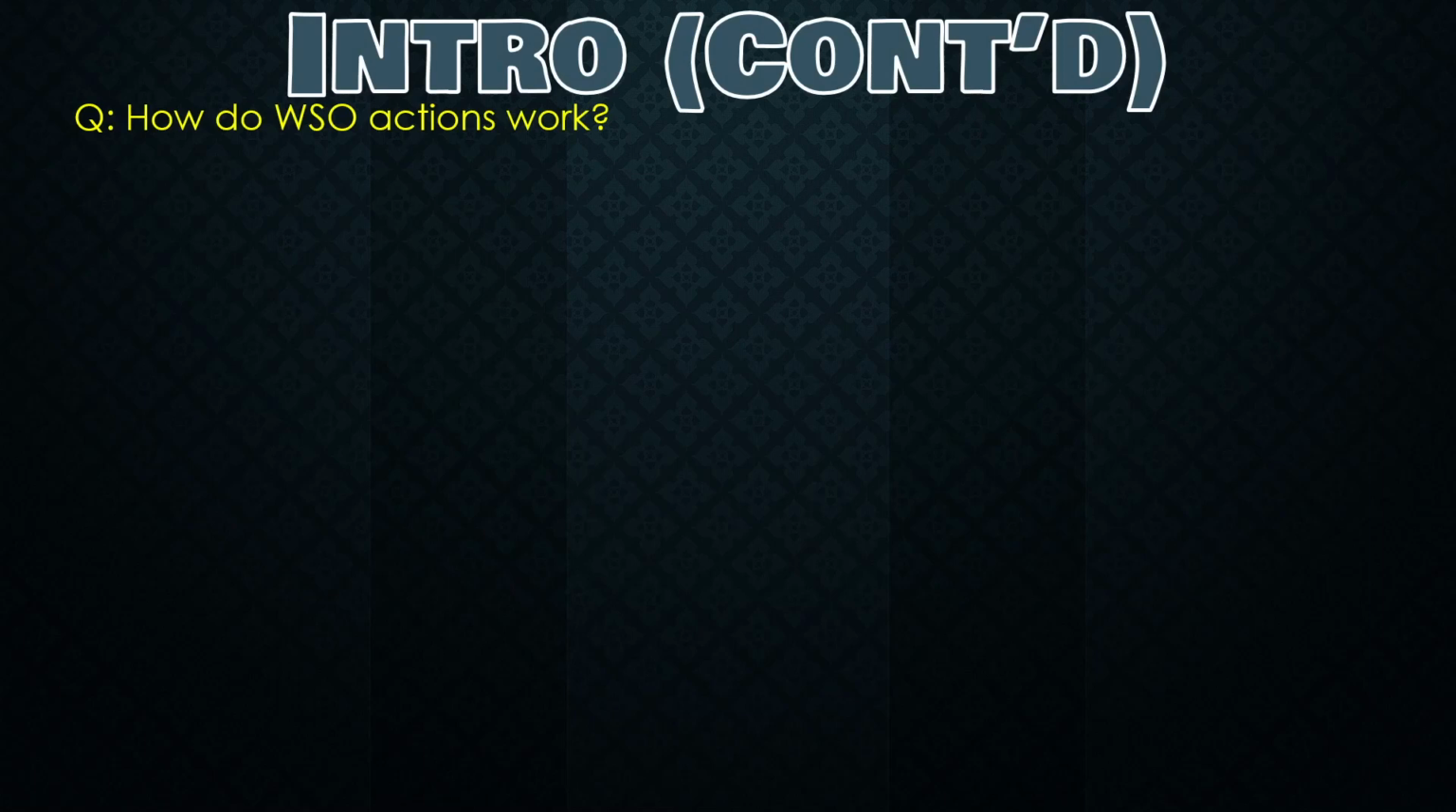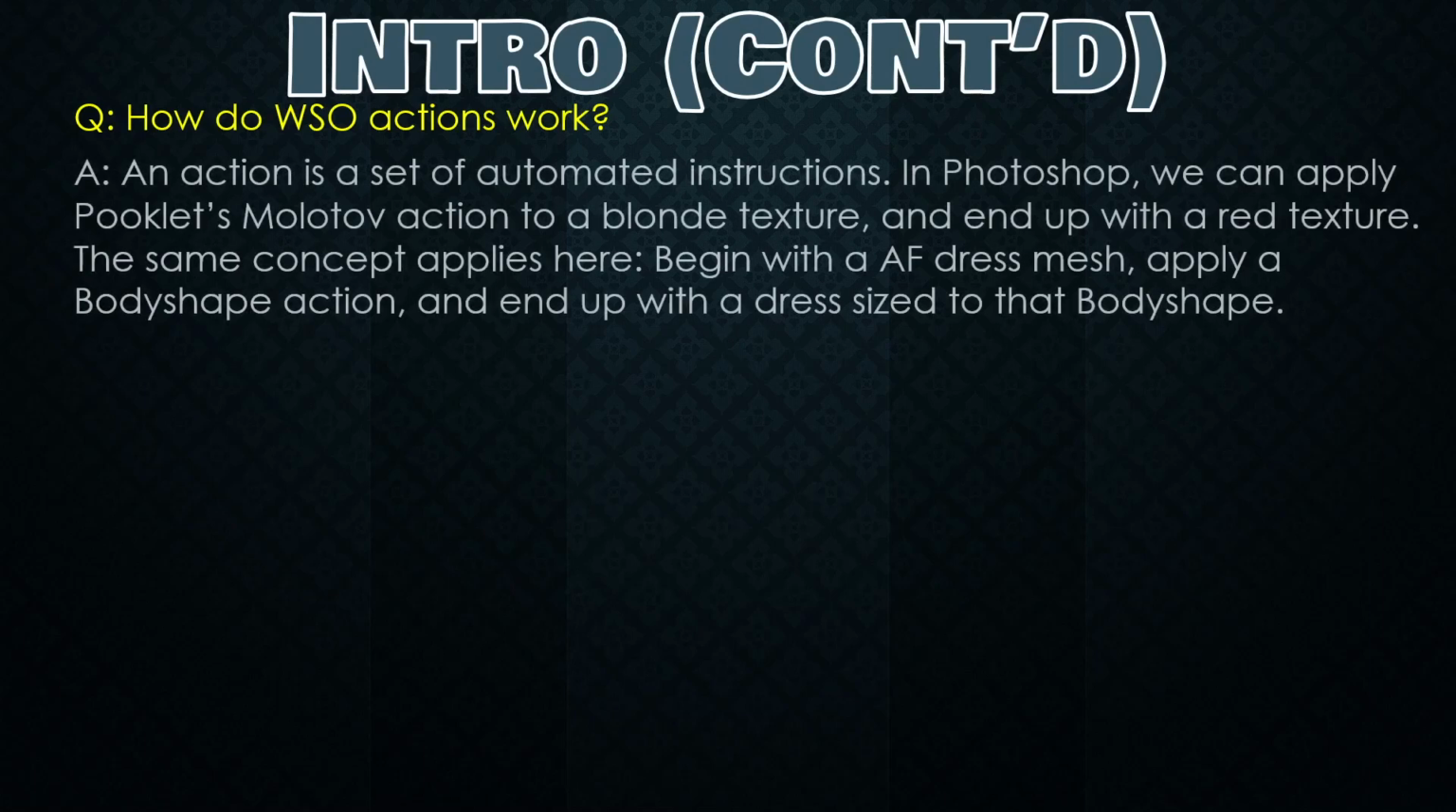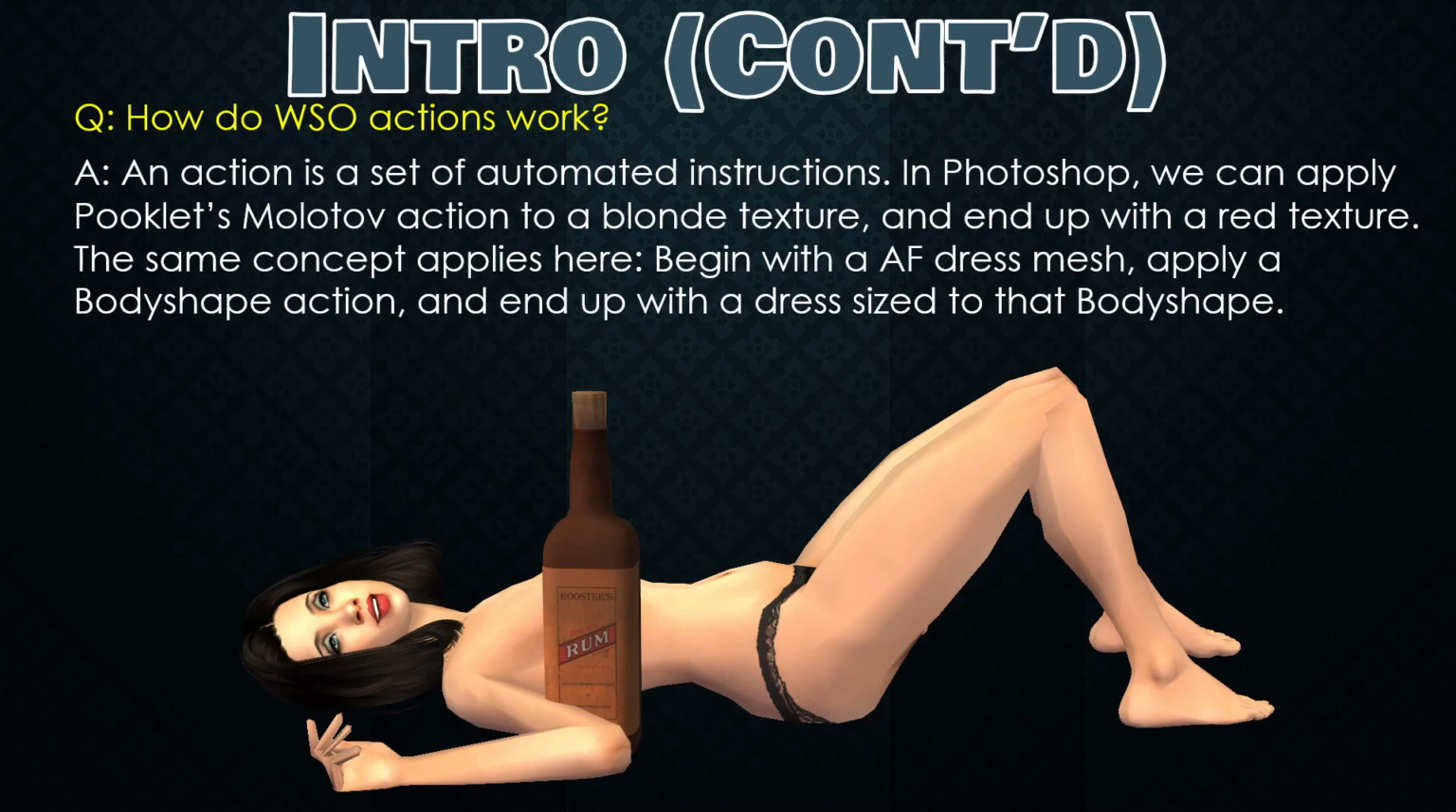How do WSO actions work? An action is a set of automated instructions. In Photoshop, we can apply Puklet's Molotov action to a blonde texture and end up with a red texture. The same concept applies here. We begin with an AF dress mesh, apply a body shape action, and end up with a dress sized to a body shape. I forgot to mention, this is going to be a two-part workshop. Today we're going to focus on building the mesh in Milkshape, and then next week we will see what to do with the mesh once it's been built.